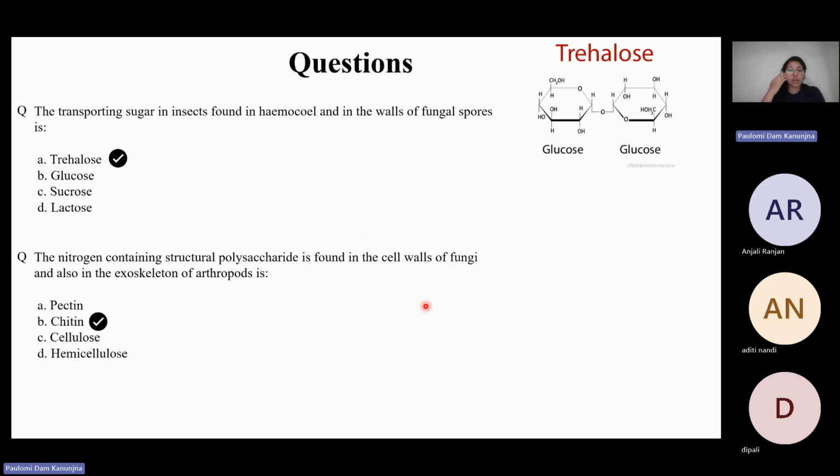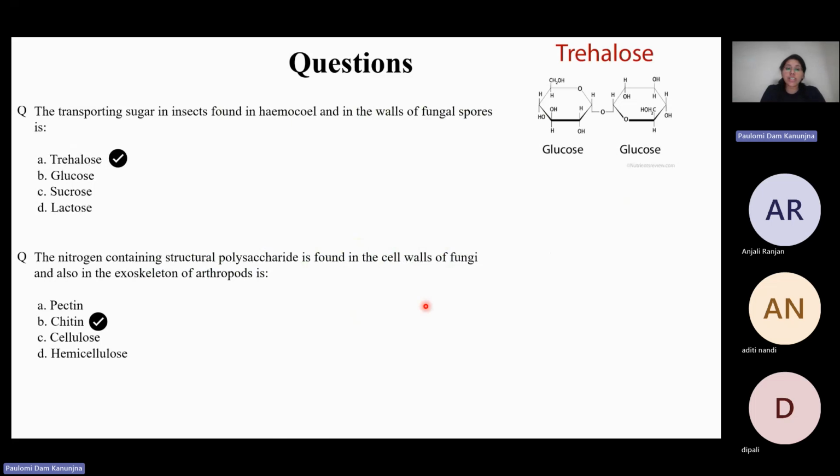Okay. So the transporting sugar in insects found in the hemocoel and in the wall of fungal spores is trehalose. There's nothing to explain here, but you should know that in insects you have trehalose, while the other sugars, glucose, sucrose, and lactose, you find in different other places. For example, glucose, you probably know, is the fundamental energy source, while sucrose is a major component of plants, and lactose is rather found in milk. So that's why when you say transporting sugar, it's trehalose, right?